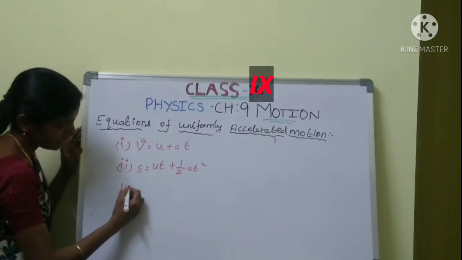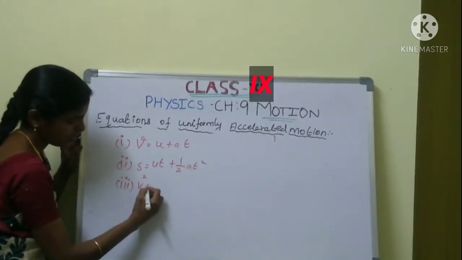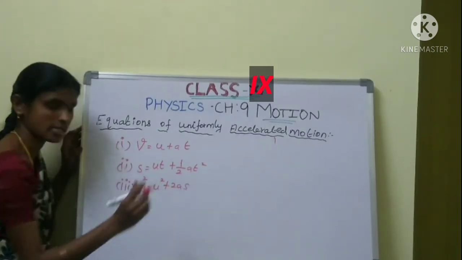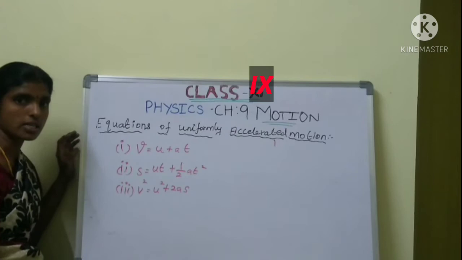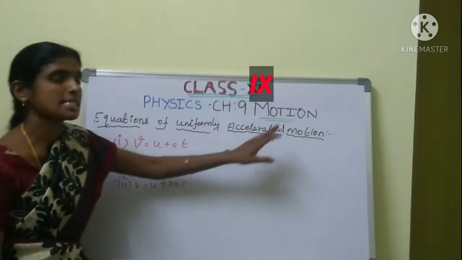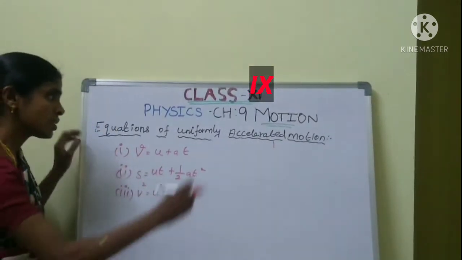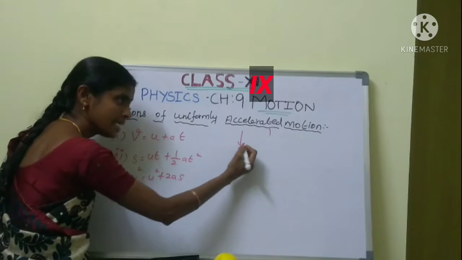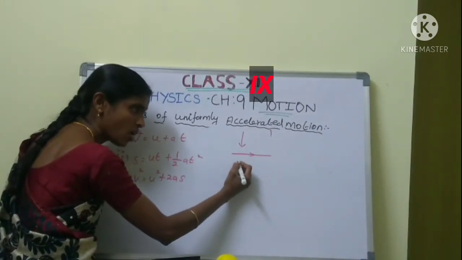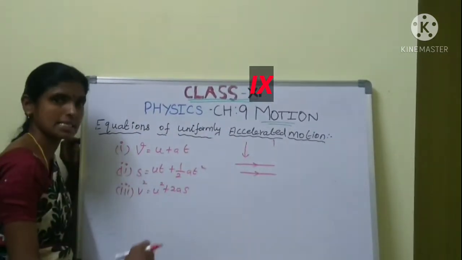Okay. What is the third equation? V square equal to U square plus 2AS. Are you clear? Okay. See students, an object contains a uniformly accelerated motion. Are you clear? This uniformly accelerated motion means increase the velocity of an object, or decrease the velocity of an object. That is also uniformly accelerated motion.